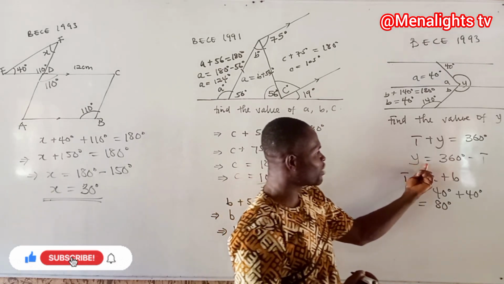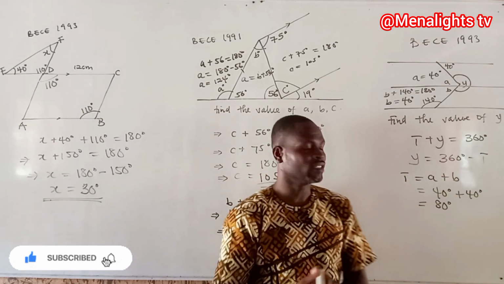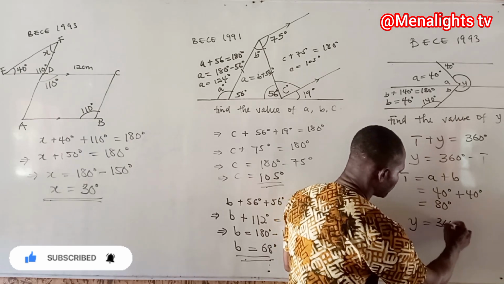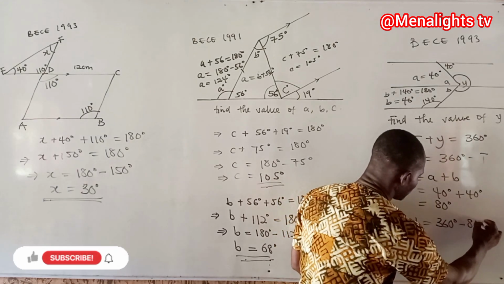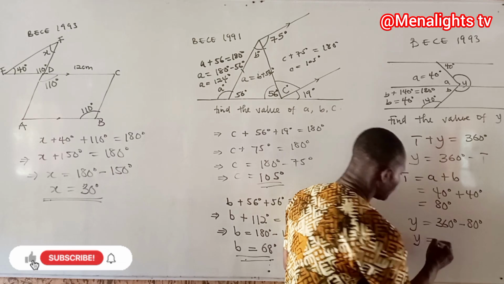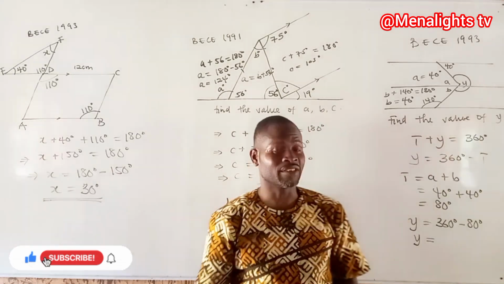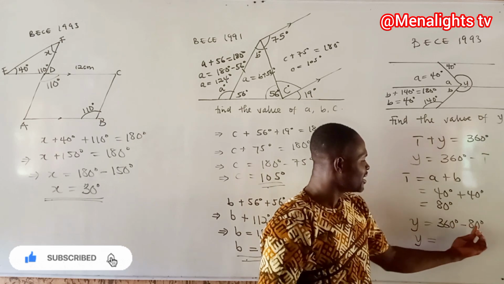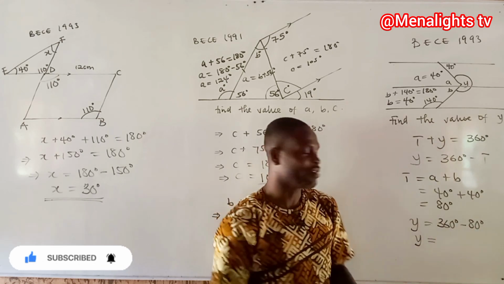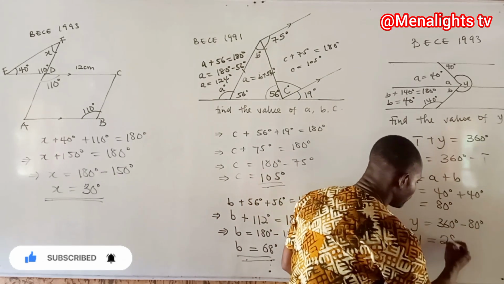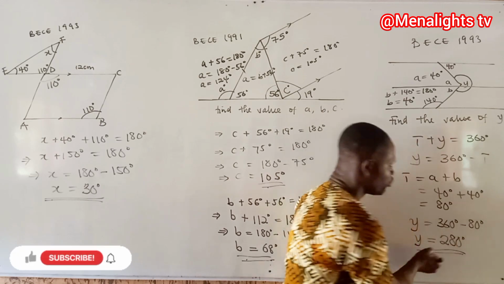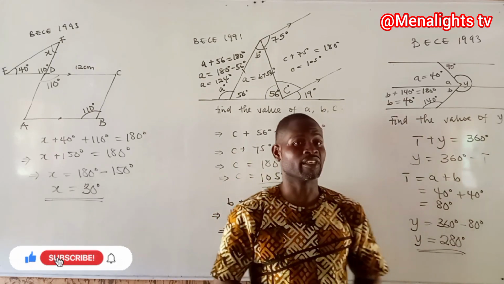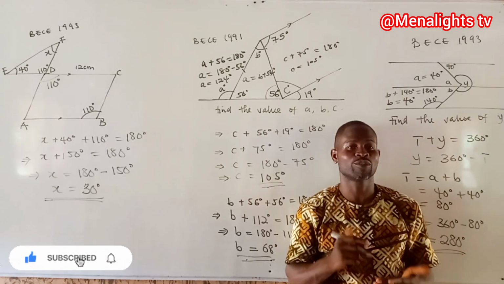Then we know that y is equal to 360 minus t. So y will now be equal to 360 degrees minus 80 degrees. When we take 80 from 360, then y is equal to 280 degrees.